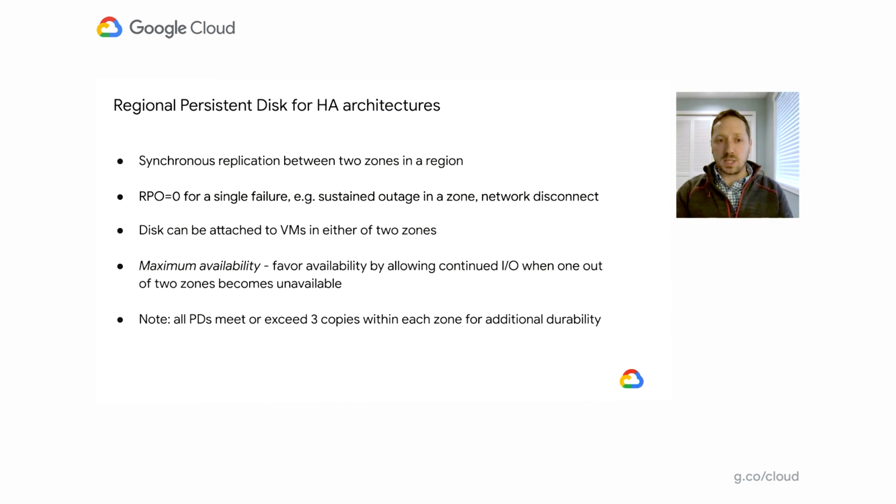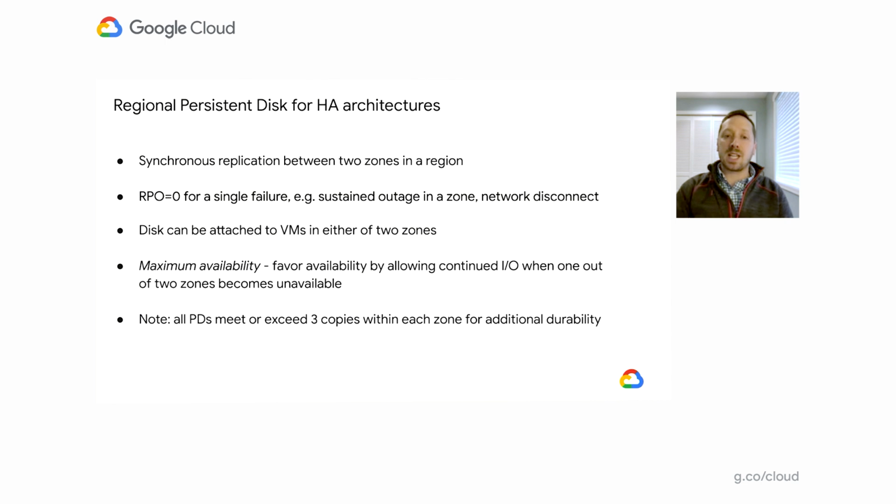So versus, let's say, using snapshots, where you may take a snapshot, then if your workload is destroyed or has some sort of outage, you can always restore your snapshot, but the amount of data loss that you would have with the snapshot scenario would be the amount of time that elapsed between when you took the snapshot and when the outage occurred. Here, using regional persistent disk, your RPO is 0.